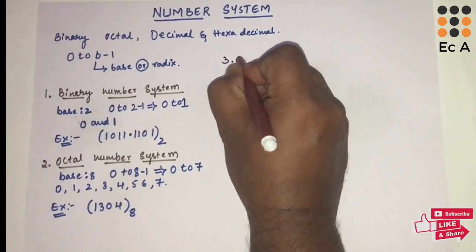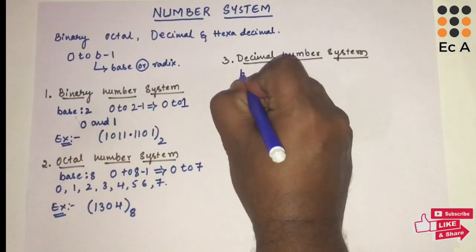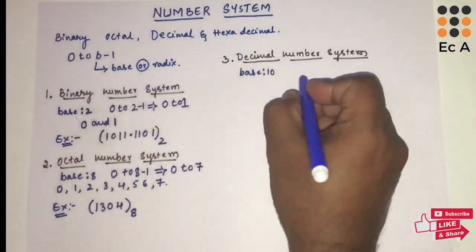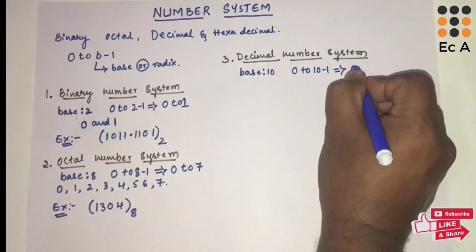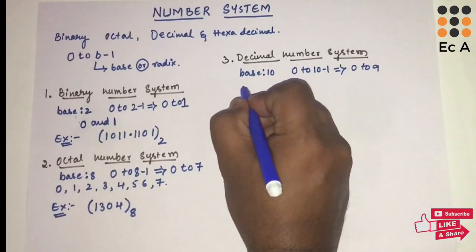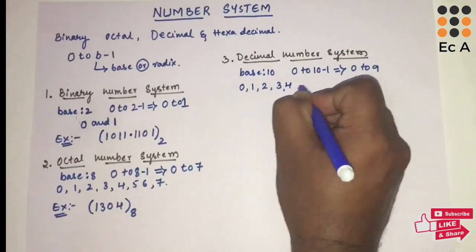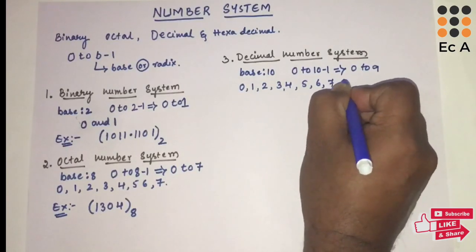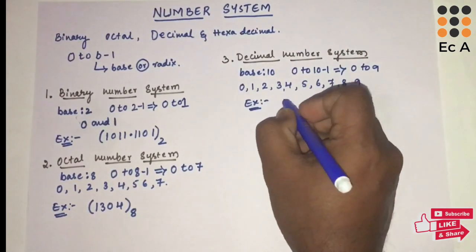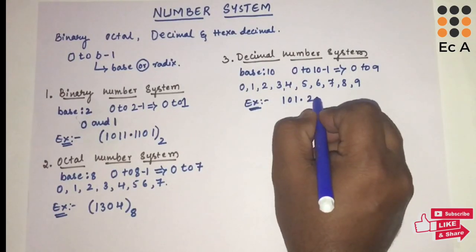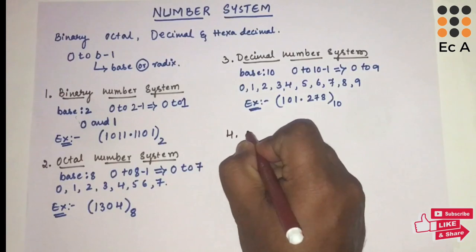The third type of number system is decimal number system. Base of decimal number system is 10. So using this formula, we can write it as 0 to 10 minus 1. So which is equal to, the total numbers range from 0 to 9. So we can write the numbers here. So it is 0, 1, 2, 3, 4, 5, 6, 7, 8, and 9. We can write an example for decimal number system. So which is 101.278 base 10.